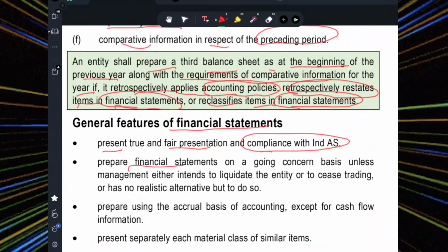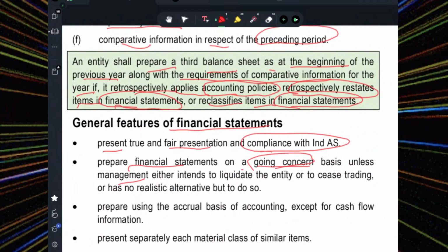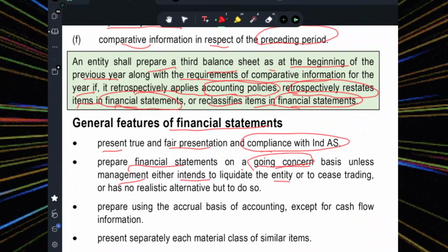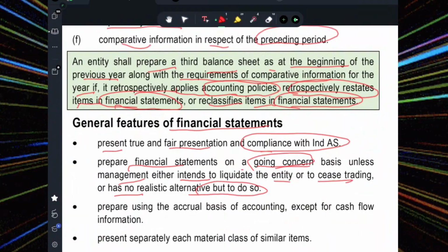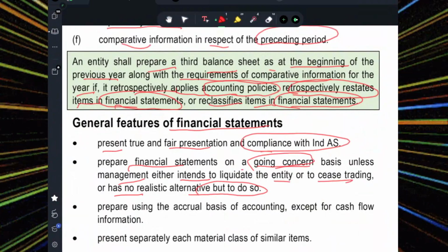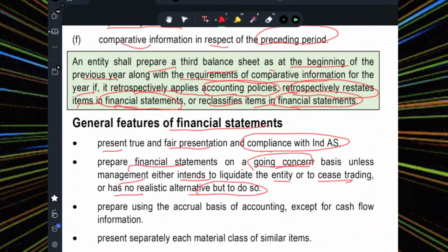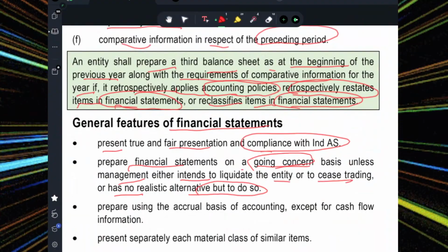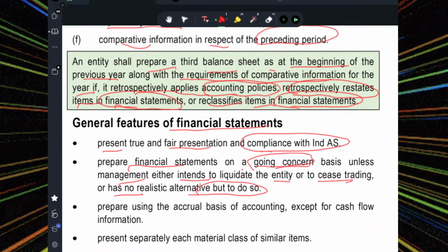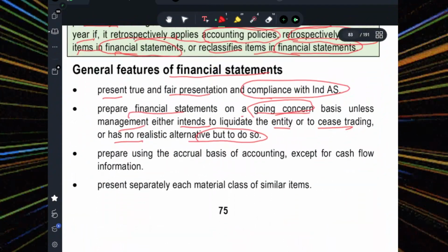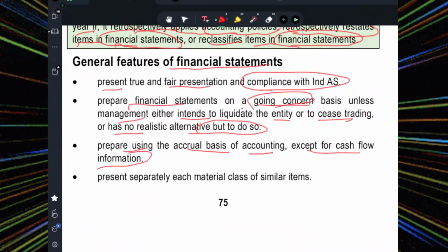Prepare the financial statement as a going concern. Going concern is the important basis unless management either intends to liquidate the entity or cease trading, or has no realistic alternative but to do so. So the company itself has a problem. What problem? Sir, we are thinking of closing this company. If they think so, if that is to be done, then you can say, sir, this company is going to be liquidated. You can say it clearly. Prepare using the accrual basis of accounting, except for cash flow information.